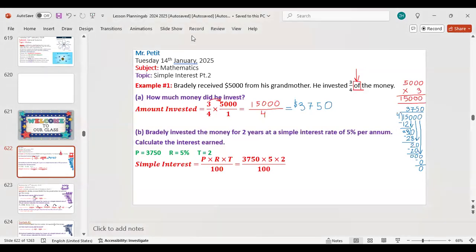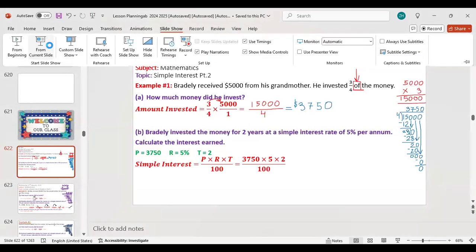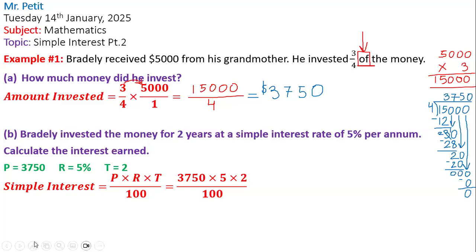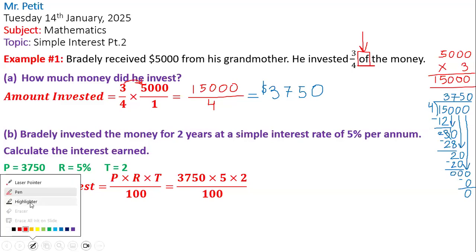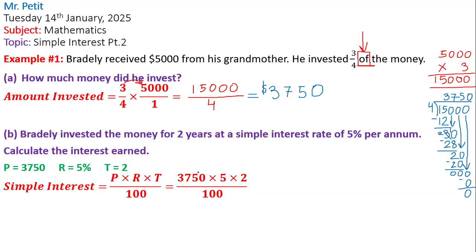So we have to cancel out. What are we going to cancel out now? The two zeros from both the top and bottom, 3,750 and 100. So we cancel these two zeros, but we keep the other zero, because we keep the other number that has zero. Exactly.